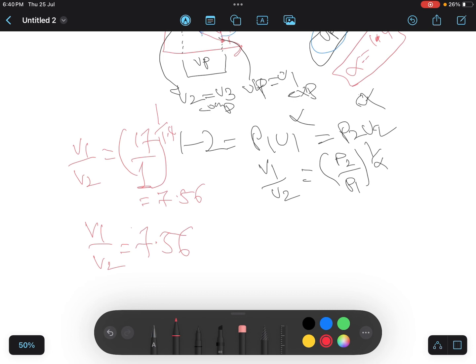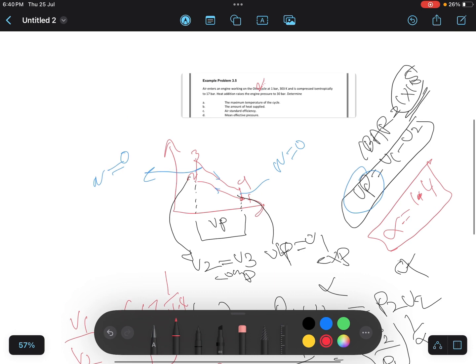Next thing we need to do, we need to find the maximums. So the first question is, what's the maximum temperature? Find out the maximum temperature, and we know the maximum temperature is T3. Why? You can see this. You can just see it on the graph, right?